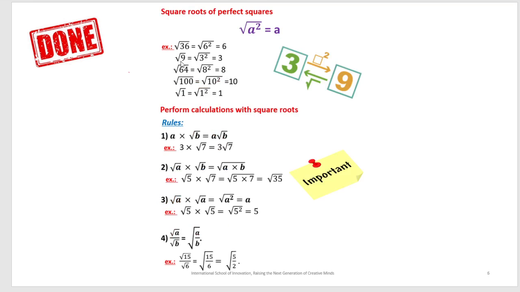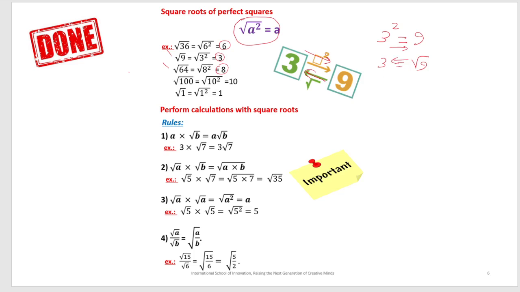Also, radical a squared is equal to a. Radical 36 is equal to radical 6 squared, which is 6, radical 9 is equal to 3, radical 64 equals 8, and so on. As we said, when you square 3, you get 9. When you take the square root of 9, you get 3. So it can be written as 3 squared equals 9, but in the inverse, radical 9 equals 3. When you go squaring, that's forward, and when you go backward, that's the square root.